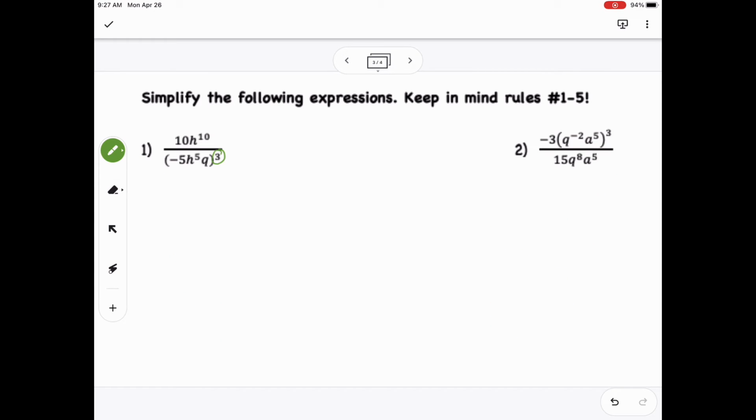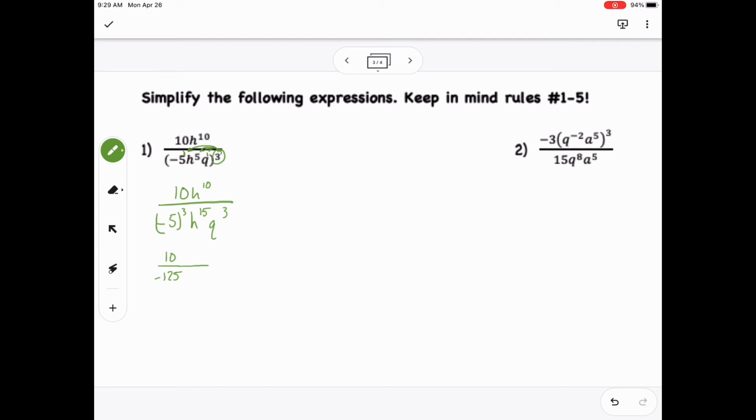Okay, now we're going to combine all 5 rules at the same time. So here I see rule number 2 in the denominator, so I'm going to distribute the 3 through to each one of those exponents. Remember, the negative 5 has an exponent of 1, so that's why it gets an exponent of 3, so 1 times 3.